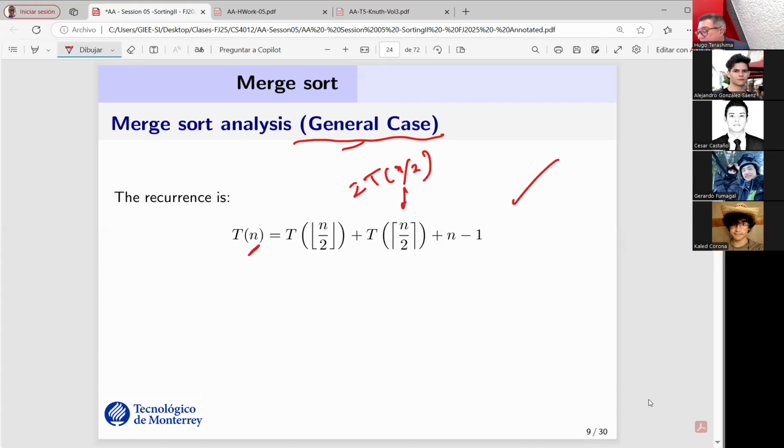But if not, what is T of n over 2? This is the function floor, and this is the function ceiling. Tell me what the floor function does, and tell me what the ceiling function does, please. The floor function rounds down and the ceiling function rounds up, to the closest integer. This one is closer to the integer down, and this is closer to the integer up, right?